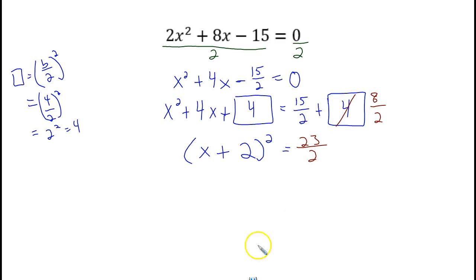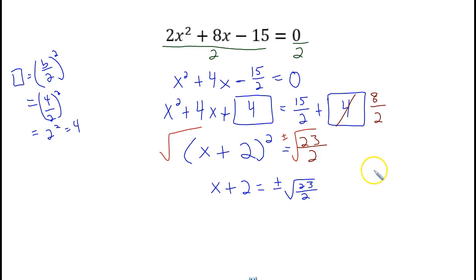So 23 over 2. Now I'm going to take the square root of both sides, and when I do that, remember that you have to have positive or negative square root on the right. The left side, the square root cancels out with the square that's already on your binomial, which leaves you with x plus 2. On the right side, we have positive or negative square root of 23 over 2. I'm going to go ahead and take care of this denominator here. We don't like an answer with a radical in the denominator, and this is a square root of 2 in both the top and the bottom. So we got to get rid of the square root of 2 in the bottom.